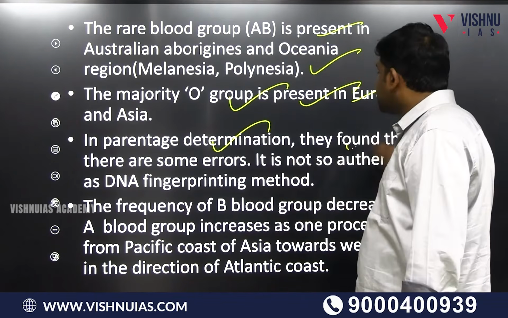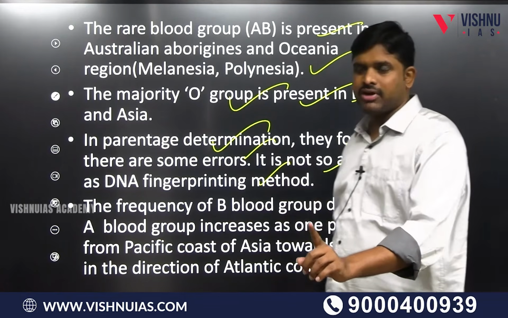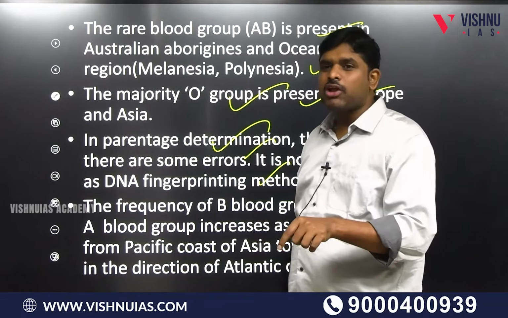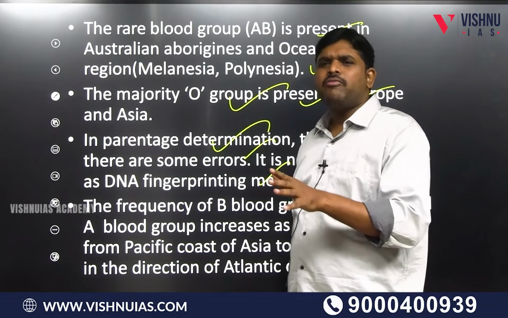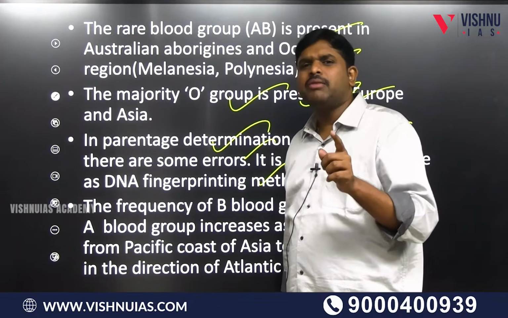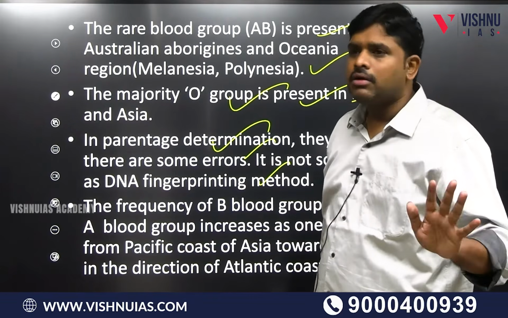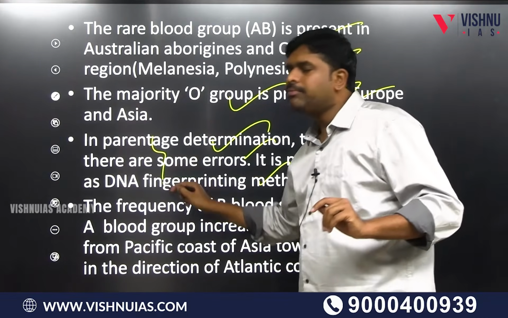In parentage determination, they found that there are some errors. It is not as authentic as DNA fingerprinting, because the baby can also get the blood group from the mother. But how can you determine it? If the father's blood group and the son's or daughter's blood group are the same, you fix that he is the biological father. It is having some errors.